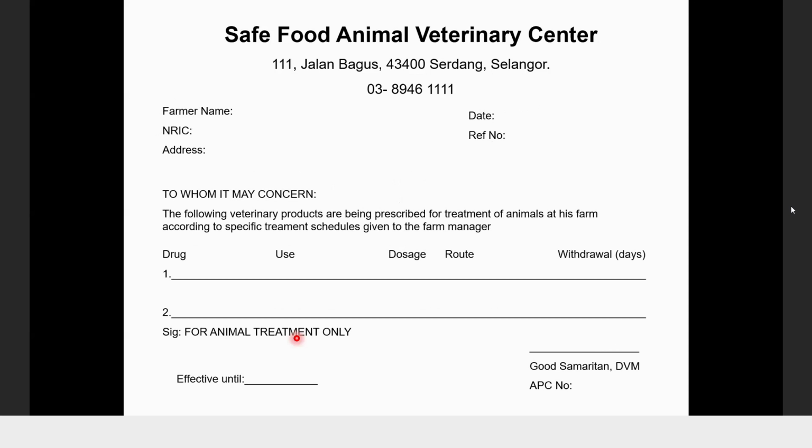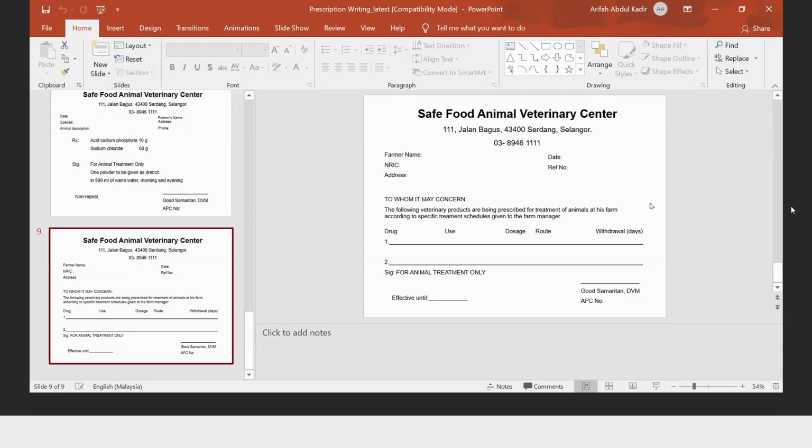So this is another example. Farmer's name and so on. Here, the withdrawal period is very, very important. That's about prescription.